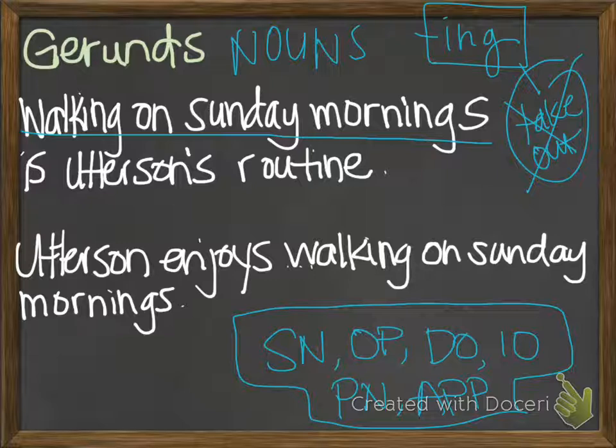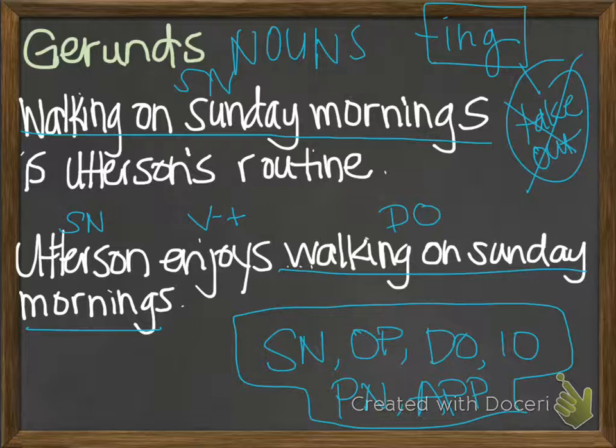The gerund phrase is walking on Sunday mornings. And here you see that it's the subject noun of the sentence, because what is Utterson's routine? Walking on Sunday mornings. There is the subject noun. For the next sentence, Utterson enjoys walking on Sunday mornings. Utterson's the subject now. Enjoys is the verb, and you ask, he enjoys what? Walking on Sunday mornings. That is your direct object.